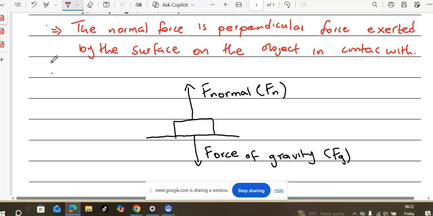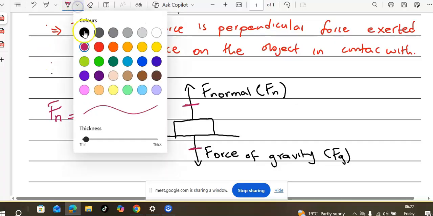Very important, in this case, we are saying that the magnitude of the normal force is equal to the magnitude of the object's weight. So what we are trying to say is that this force is equal to that force. So the normal force is equal to Fg. Very important. Now let's put this into an example.